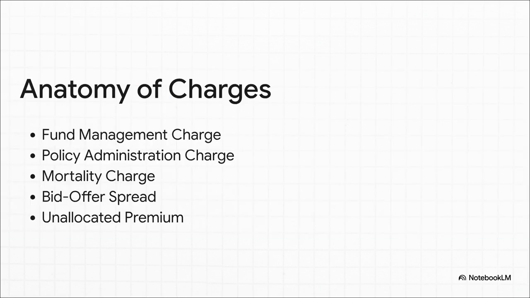So let's break down all those different charges, because there are a few. You've got your fund management and admin charges. Those are usually a percentage of your fund, taken out by canceling units. Then there's the mortality charge. This pays for the life cover, and it's based on the sum at risk, which is just the difference between the death benefit they've promised you and the current value of your fund. We already talked about the bid-offer spread. That's another little slice for them. And finally, you have the unallocated premium. This is a big one. It's the chunk of your very first premium that the insurer just keeps, right off the top, before a single unit is bought. This is usually to cover their setup costs, commissions, that kind of thing.